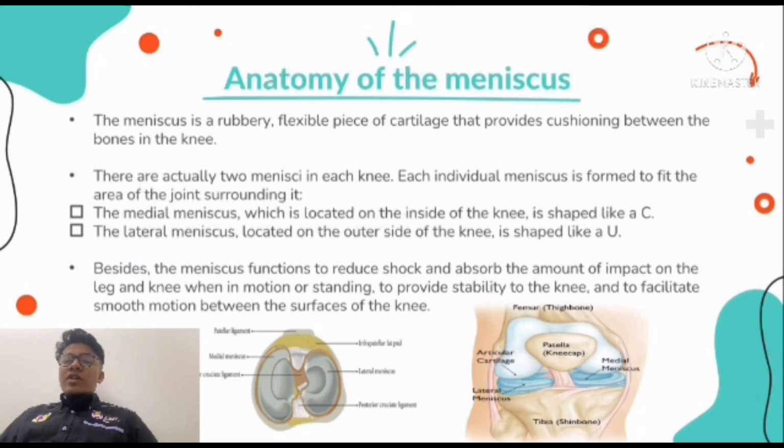The menisci function to reduce shock and absorb the amount of impact on the leg and knee when in motion or standing, to provide stability to the knee, and to facilitate smooth motion between the surfaces of the knee. As you can see in the picture, the lateral meniscus and medial meniscus.